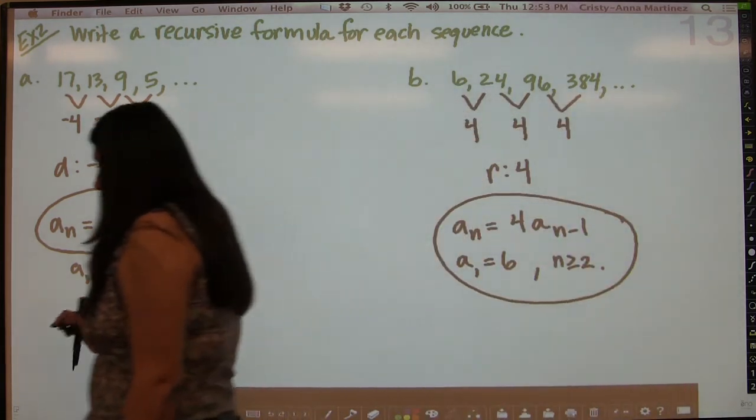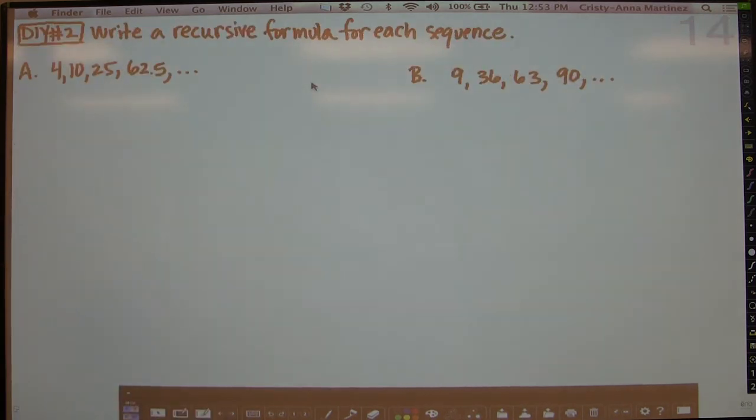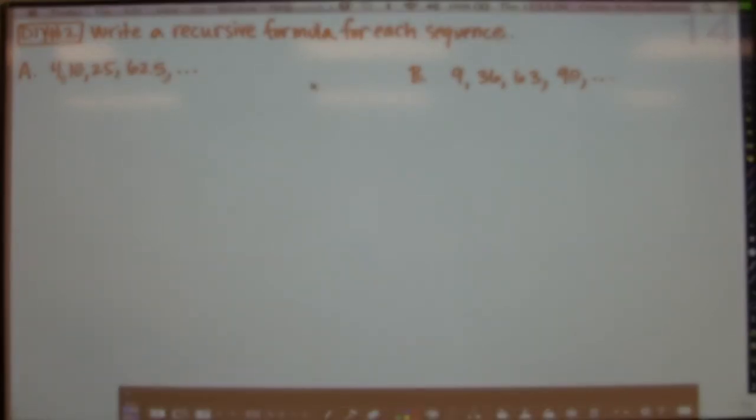And that is how you write a recursive formula from a given sequence. So now you will try with this do-it-yourself example. And then we will go on to do this for a word problem. I don't know how much you love word problems.